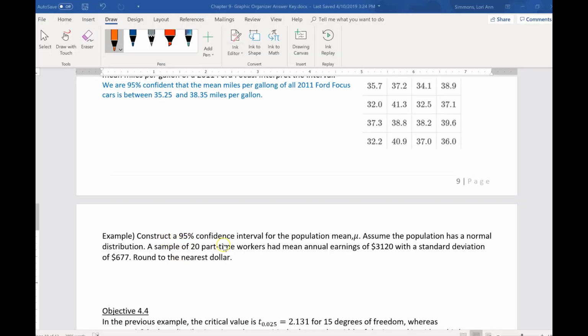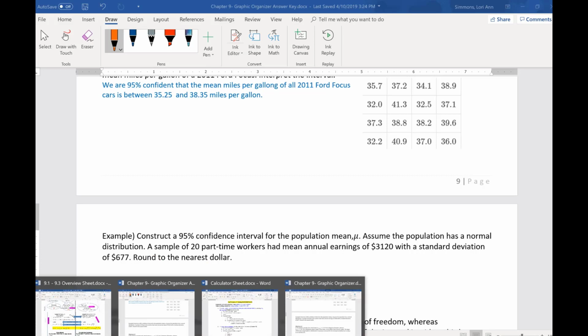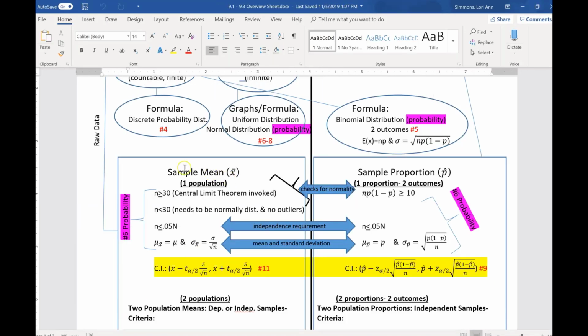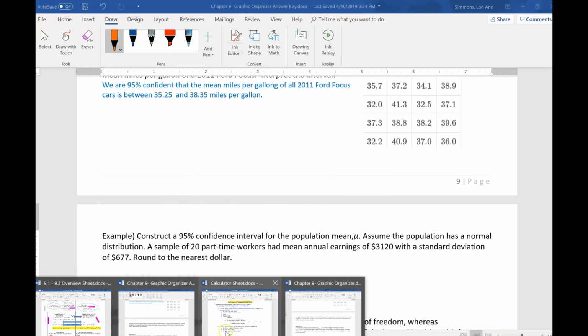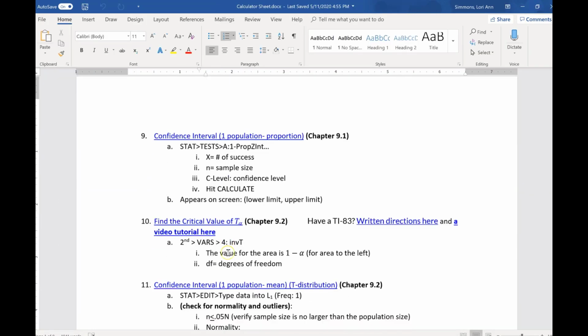We want to construct a 95% confidence interval for the population mean mu and assume that the population has a normal distribution. A sample of 20 part-time workers had mean annual earnings of $3,120 with a standard deviation of $677. Round to the nearest dollar. So if we look at our overview sheet, we're talking about sample means, and we're looking for a confidence interval. So that should indicate to you to use number 11 on the calculator sheet. So we find number 11.